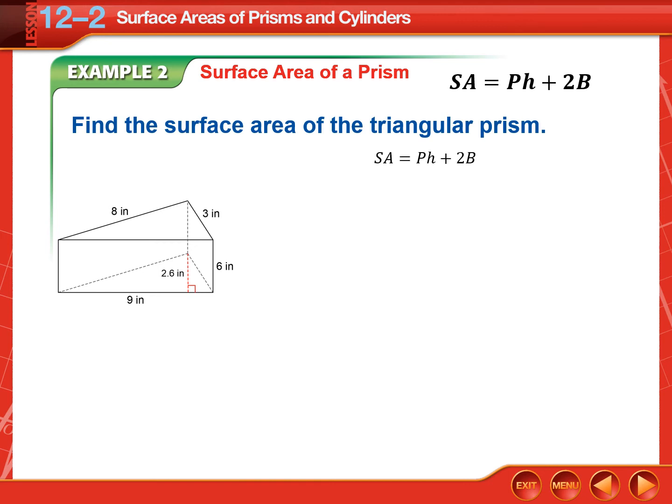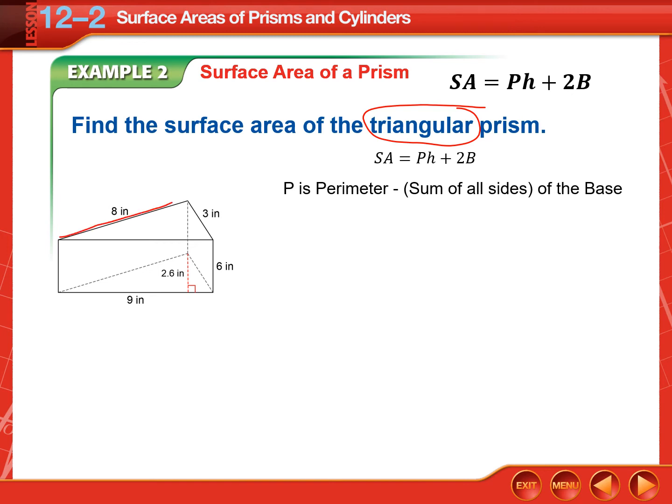All right, so we still use the exact same formula. So we need the perimeter of our base. And remember, this is called a triangular prism, so the triangle has to be our base. So we have a triangle at the top and bottom. Well, let's look at the top one. It doesn't matter. It's going to be the same as the bottom.